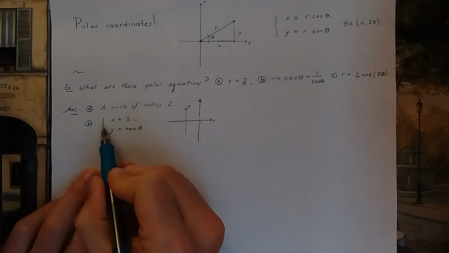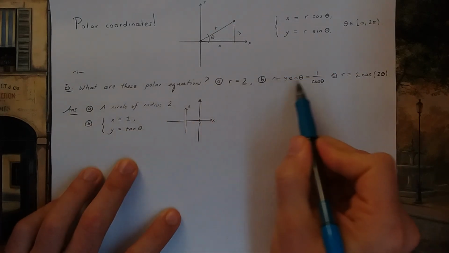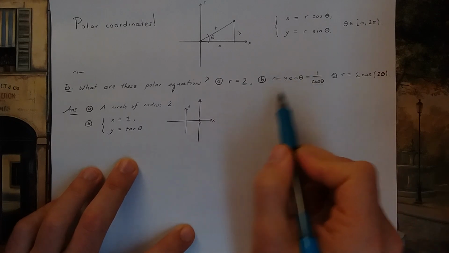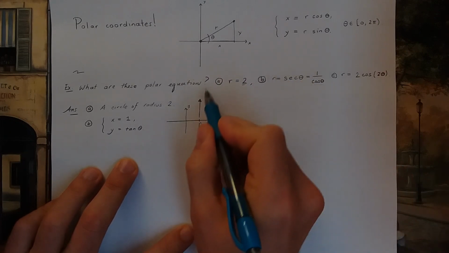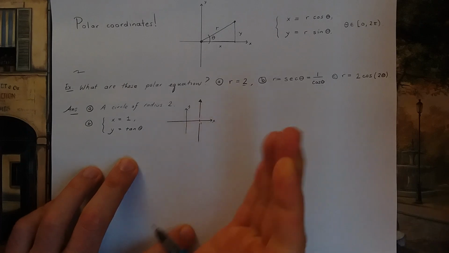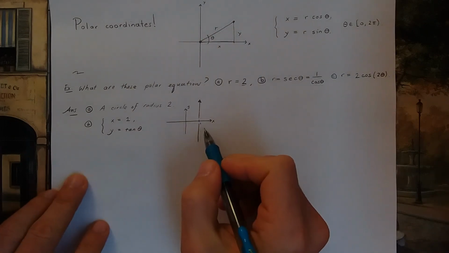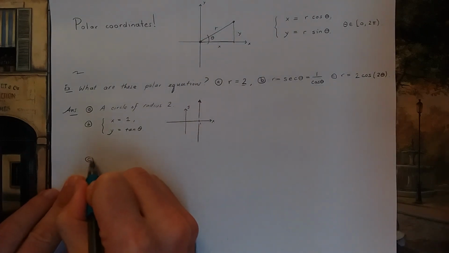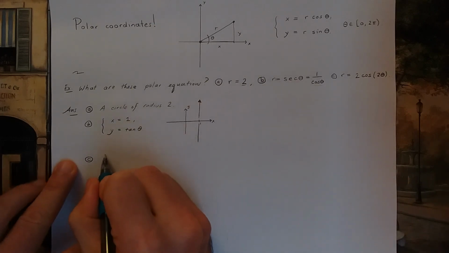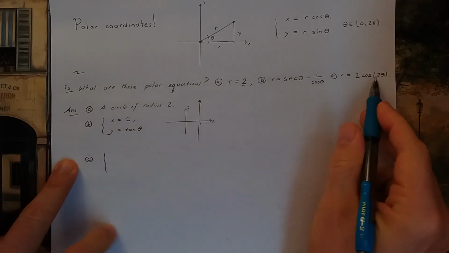So the y-coordinate goes like this. So I would say the polar equation, r is 1 over cosine theta, gives you a straight line at x equals 1 going up. Okay, let's do the last example. Let's do r is 2 cosine 2 theta.